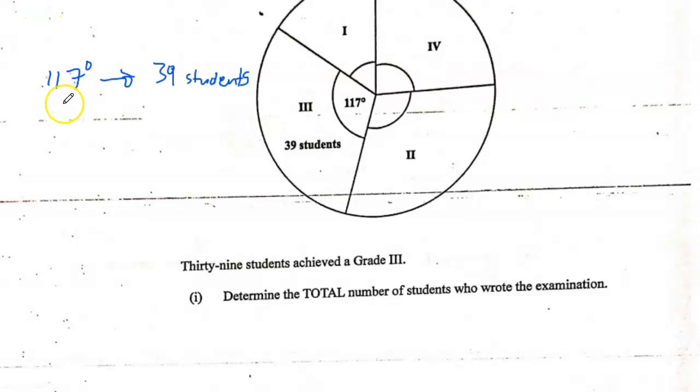Which means that we can divide both sides by 117. So 117 divided by 1, so 1 degree is actually 39 upon 117 students.